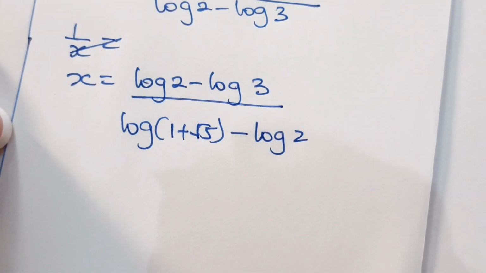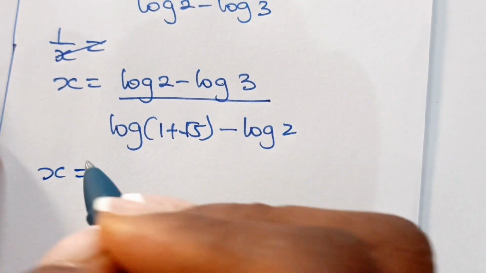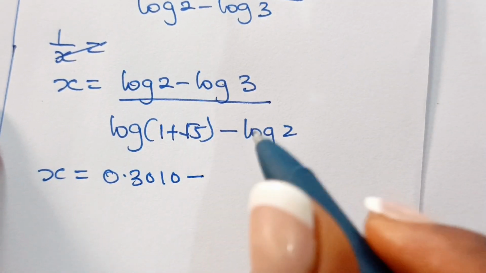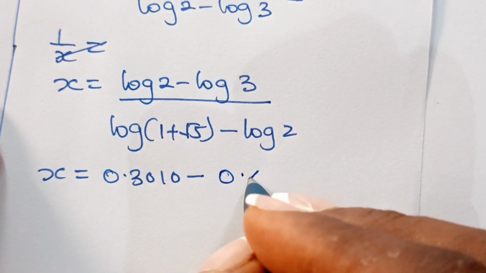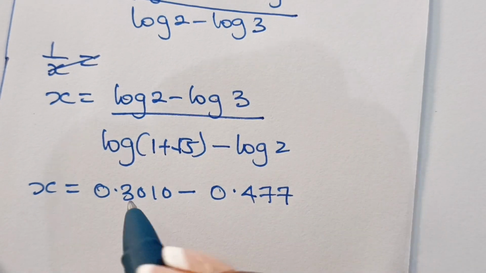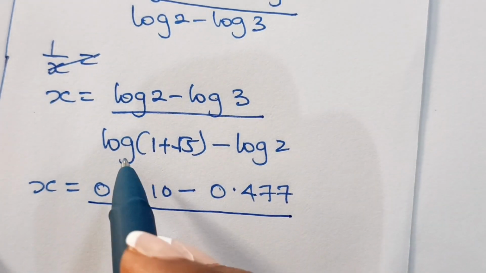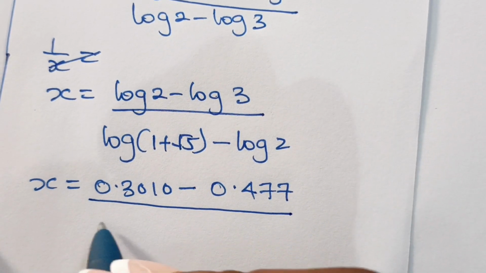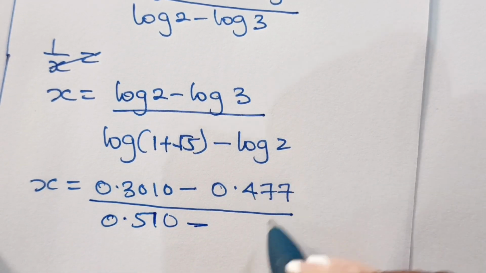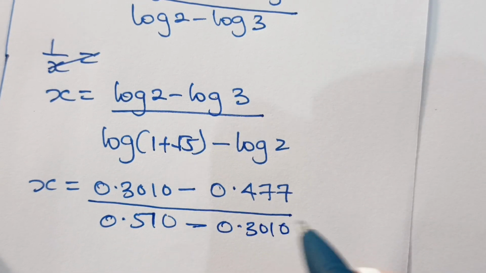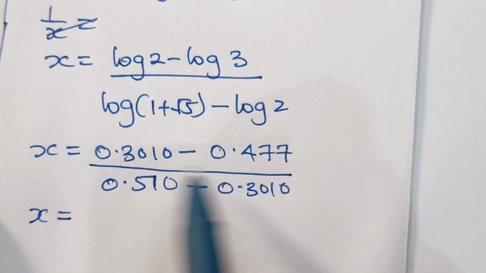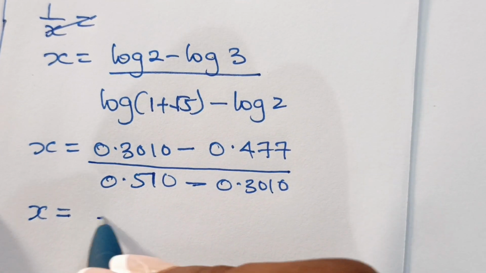Okay, so we go ahead and solve. x is equal to log 2, which is the same thing as 0.3010, then log 3, which is the same thing as 0.477, divided by, now log of (1 plus root 5) will give us 0.510, minus log 2, which is 0.3010. Okay, now x is equal to, if we solve the numerator, we are going to have minus 0.